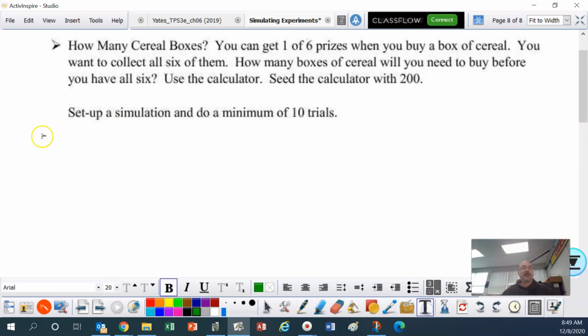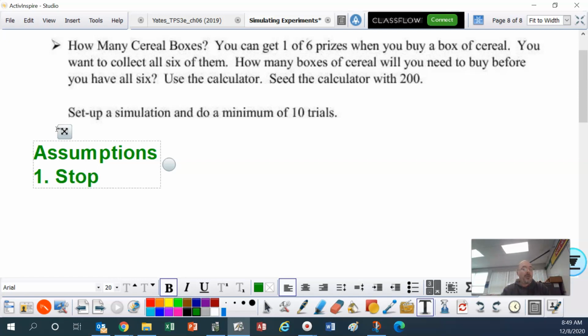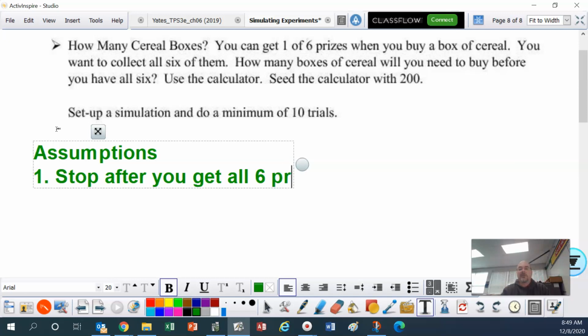So I'm going to go ahead and type this out. First of all, my assumptions. These are really important. 1. We have to assume that we're going to stop after you get all 6. Let's see, does it say what kind of prizes it is? It doesn't look like it. Nope, it doesn't say what type of prize it is. So, stop after you get all 6 prizes.